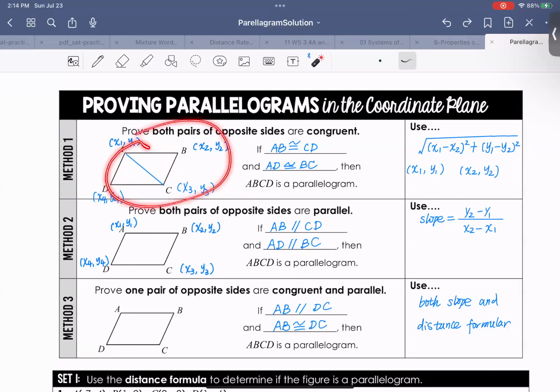Then this becomes a parallelogram. The formula is right here. So you will do x2 minus x1 squared, y2 minus y1 squared, and then x4 minus x3 squared, y4 minus y3 squared. If you calculate this distance equal, then this is a parallelogram. This method.